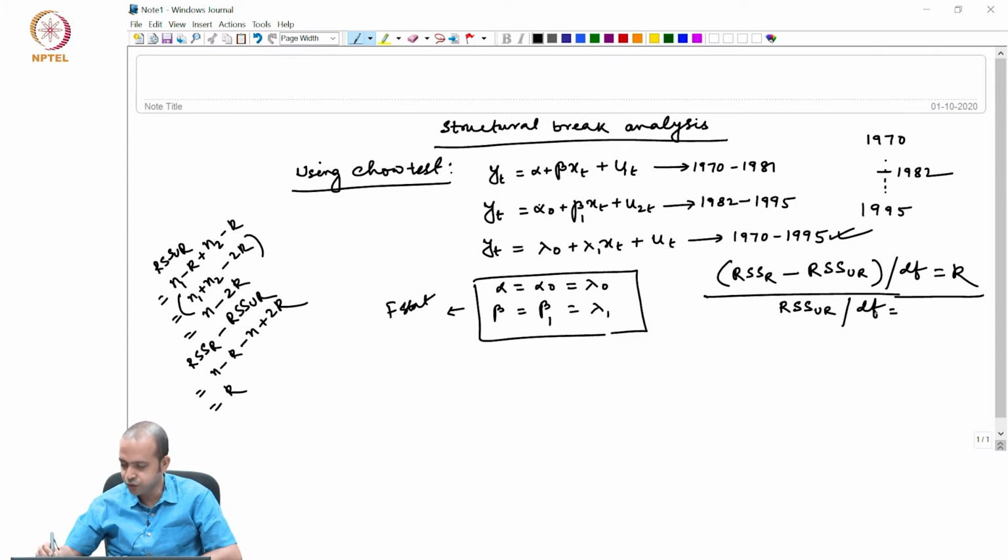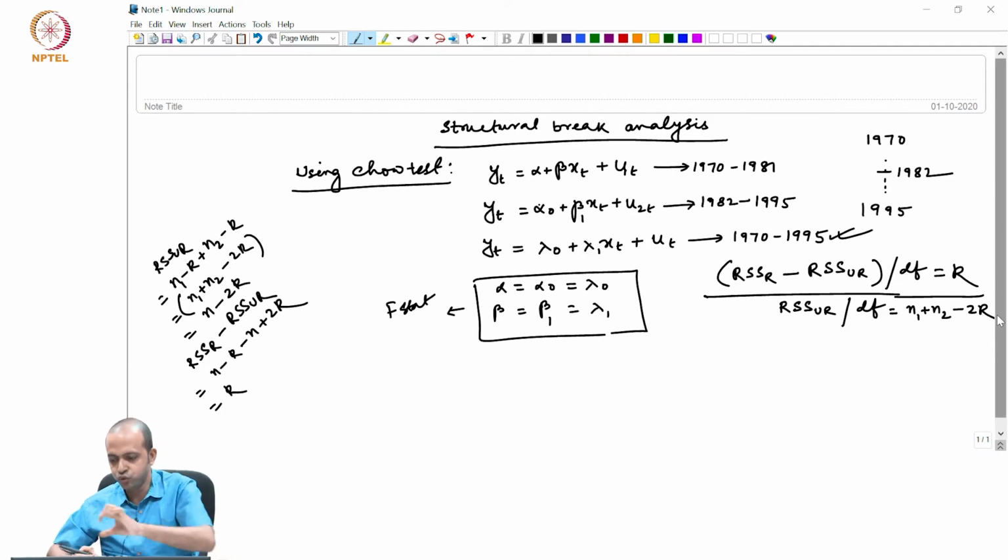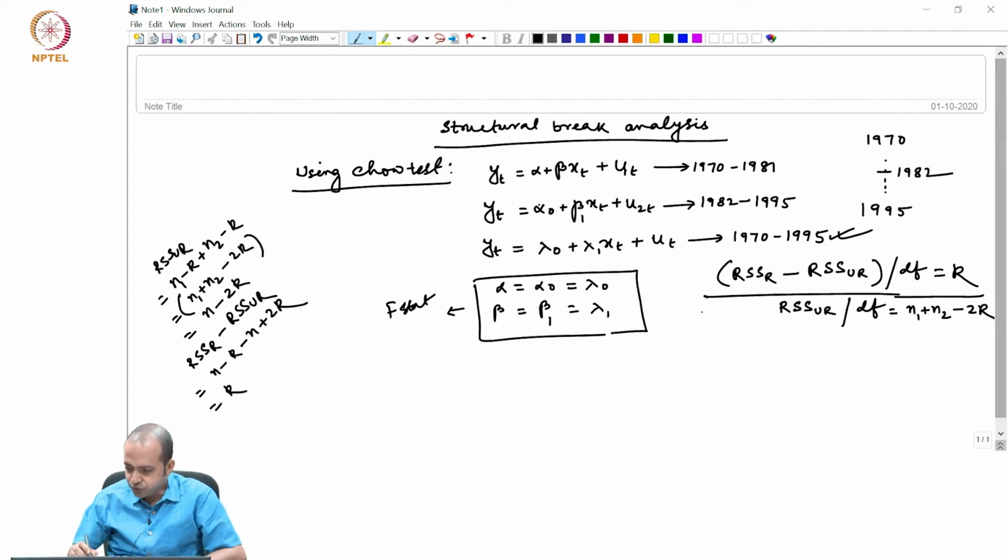And what is the degrees of freedom for this RSS UR, which is N1 plus N2 minus 2k, because there are two unrestricted models, right. So, now what you can do, this follows the F statistic with degrees of freedom k for the numerator and N1 plus N2 minus 2k for the denominator.